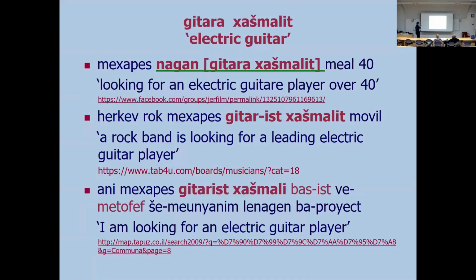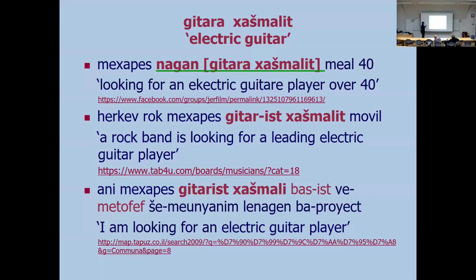Another example of guitar. So you have guitar chashmalit, electric guitar, which again, it's a different musical instrument. So you have here a noun and an adjective. So how do we make an agent noun, like a player of electric guitar? Again, we can say nagan guitar chashmalit, which would be a player of electric guitar. And this is the most common form, the periphrastic form, because we don't break the electric guitar. We keep it sound. Okay.